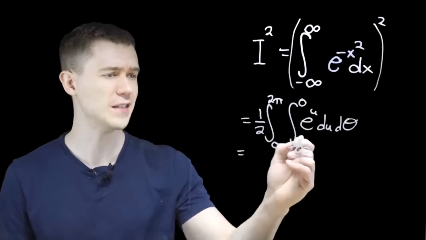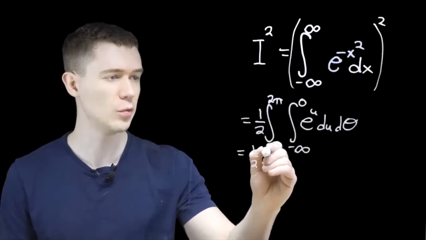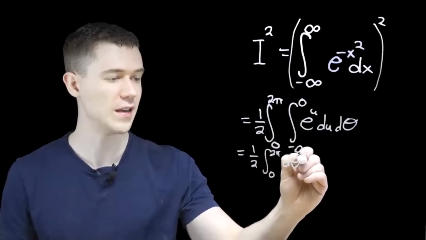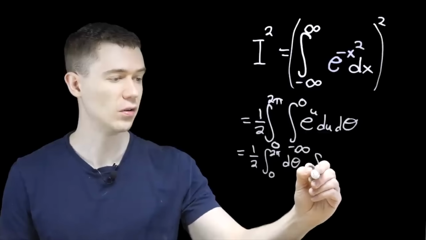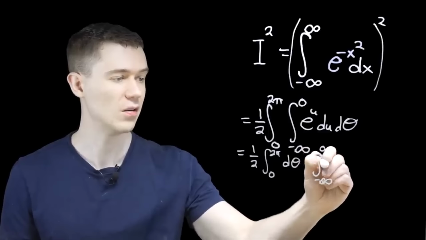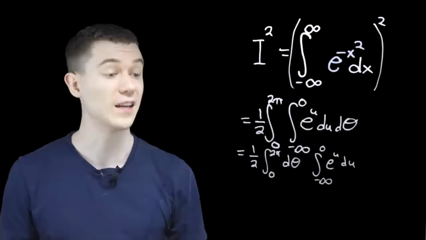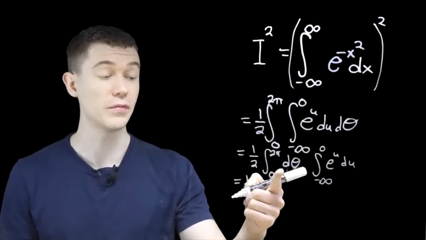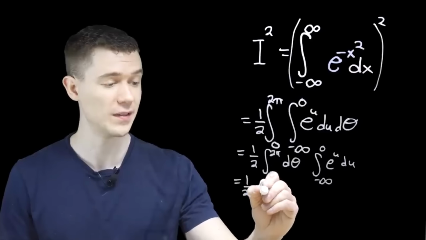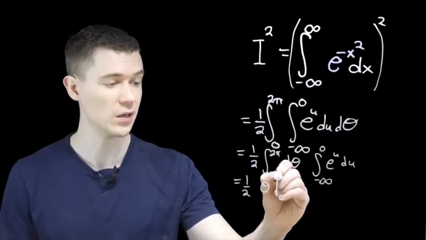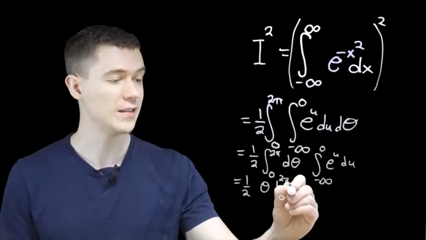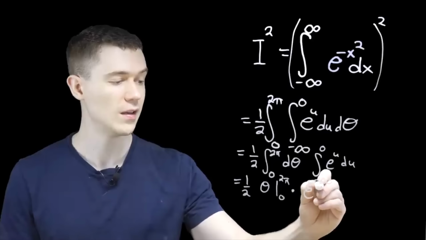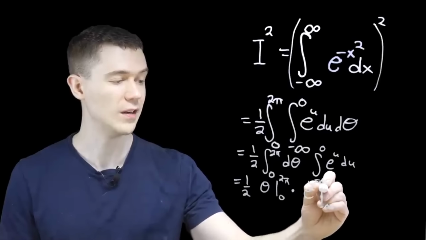There are no thetas inside this integrand, so maybe you would want to just make this the integral from 0 to 2 pi of 1 d theta times the integral from minus infinity to 0 of e to the u du, and compute these separately. Looks like we've got 1/2. The antiderivative of 1 d theta is simply theta, and we're evaluating from 0 to 2 pi. And then this is being multiplied by the antiderivative of e to the u, which is e to the u, evaluated from minus infinity to 0.